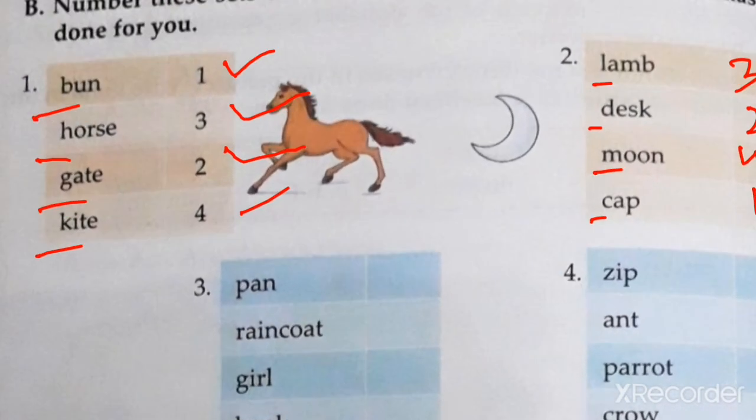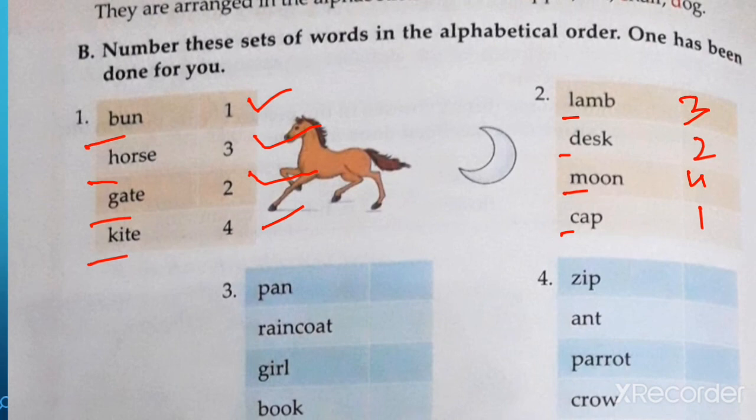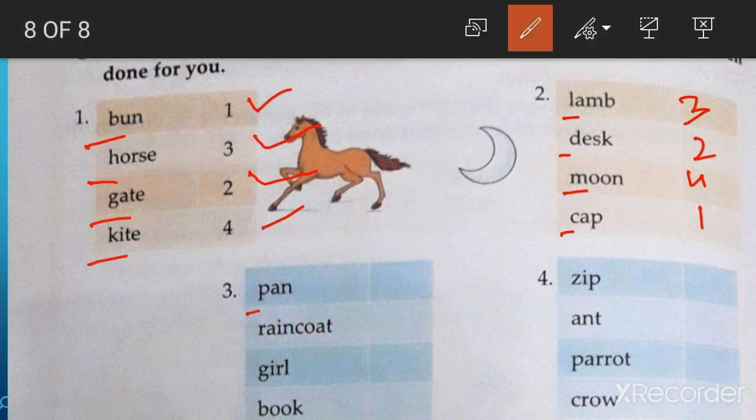Now number 3. P-A-N, pan. R-A-I-N, rain. C-O-A-T, coat, raincoat. Girl, book. P, R, G, B. So B comes first, 1. Then A, B, C, D, E, F, G, girl, number 2. A, B, C, D, E, F, G, H, I, J, K, L, M, N, O, P. So pan 3 and this one 4.